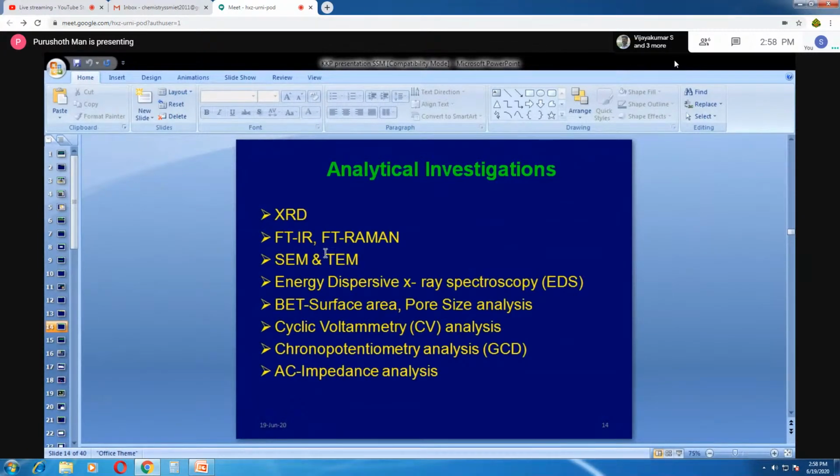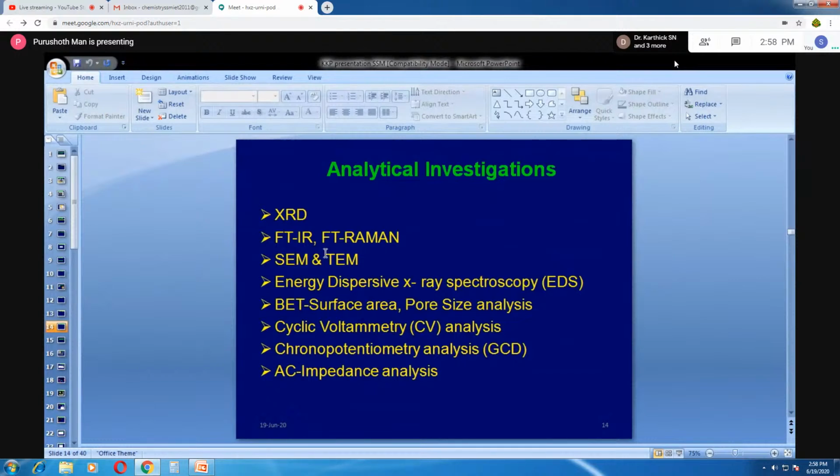So these are the general characterizations for each nanosample if you are preparing it. The first thing is structural investigation. You must determine what kind of material has been prepared and with what base, by using X-ray diffraction analysis, and then by using FTIR or FT-Raman, depending upon your material, whether you are using carbon-based or not. Morphology studies can be made by using scanning electron microscope and high resolution transmission electron microscope. The topographical analysis can also be made easily.